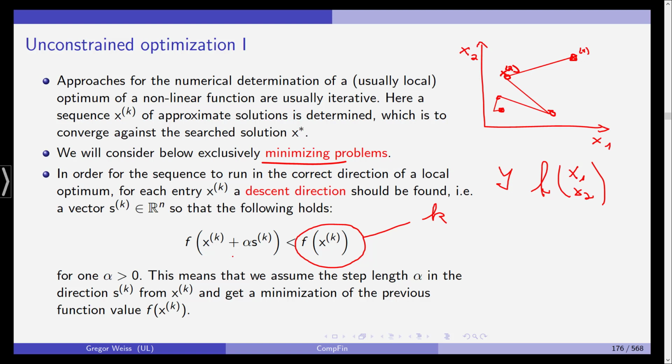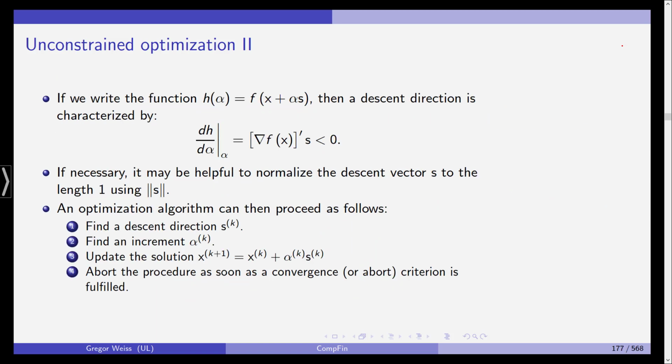So we are minimizing f in every step we are taking. So alpha should be larger than 0, so we're moving in this direction, otherwise we could also use this vector. So we assume the step length alpha in the direction sk from xk, and we get a minimization of the previous function value f of xk. That's at least what we're trying to achieve.